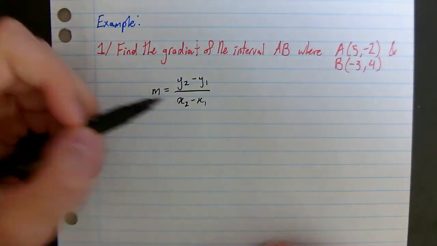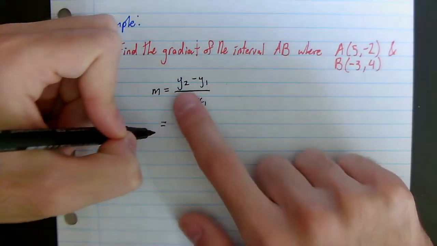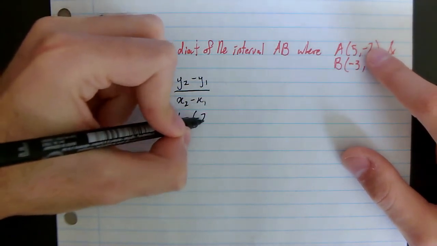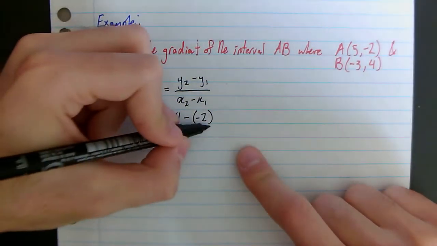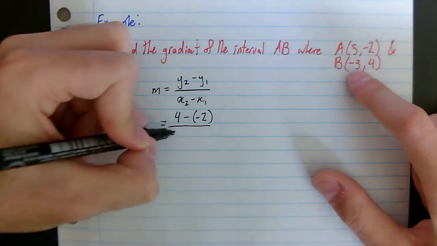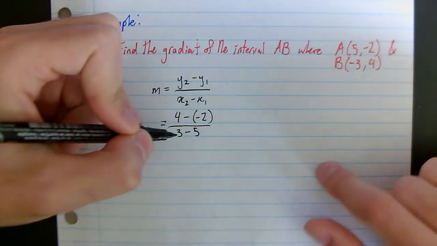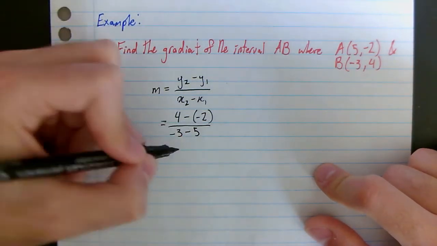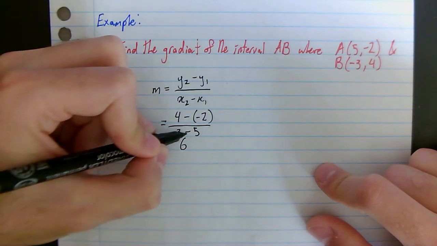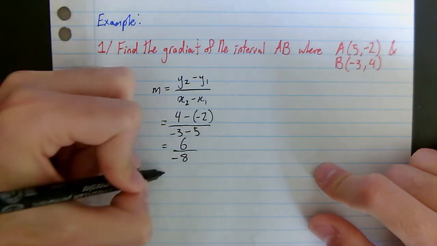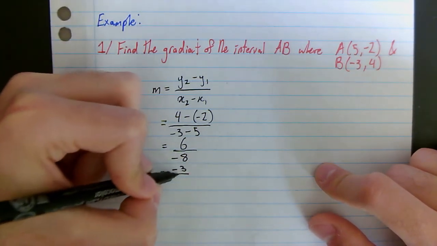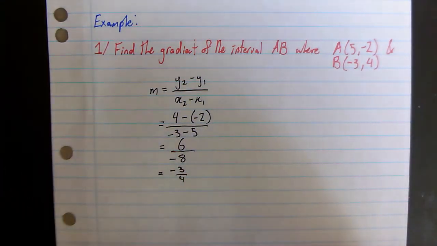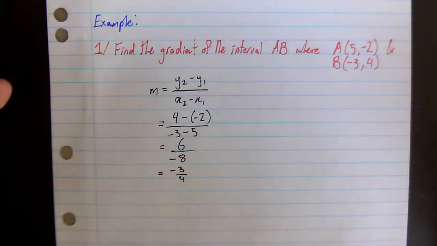5. So subbing what's relevant into the formula, we've got y2 minus y1, which is 4 minus -2, all over x2 minus x1, which is -3 minus 5. And that's just going to be 4 minus -2, which is 4 plus 2, which is 6, over -3 minus 5, which is -8, and what we're left with is -3/4. So that's quite simply how you do the gradient.